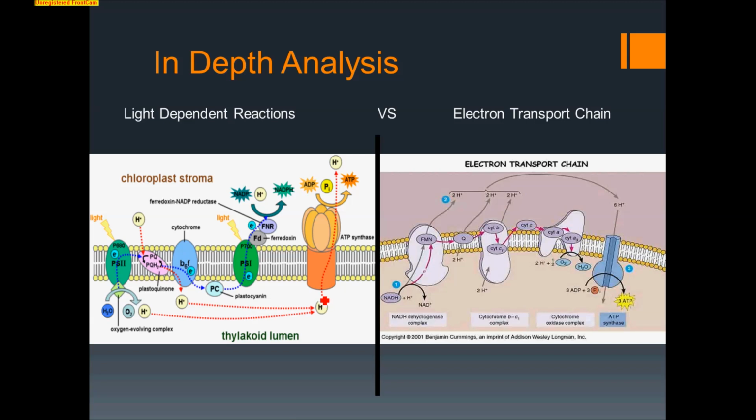In the thylakoid lumen, there are a lot of protons, and they go through the ATP synthase into the chloroplast stroma. In the electron transport chain, they're in the intermembrane space right here, and they go into the matrix of the mitochondria.